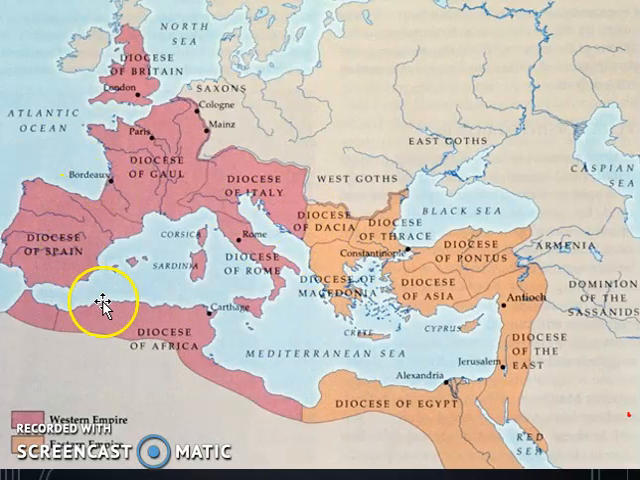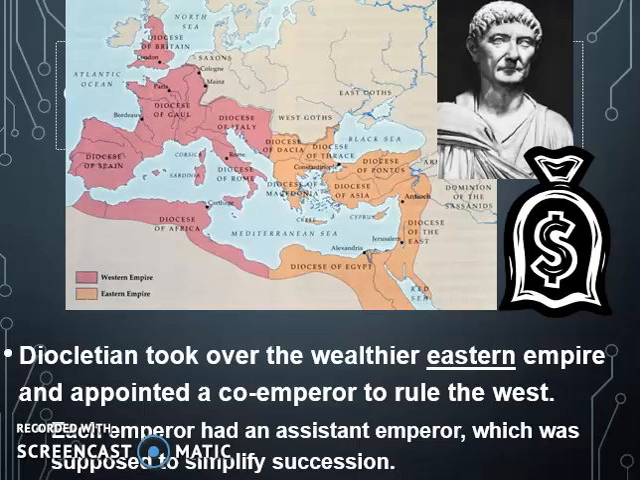So everything that is the reddish-pink color here is Western Roman Empire. The orangish color here is the Eastern Roman Empire. Diocletian took over the wealthier Eastern Empire and appointed a co-emperor to rule the West. Each emperor had an assistant emperor, which was supposed to simplify succession, meaning when the emperor died, the assistant would be the one who became the new emperor.